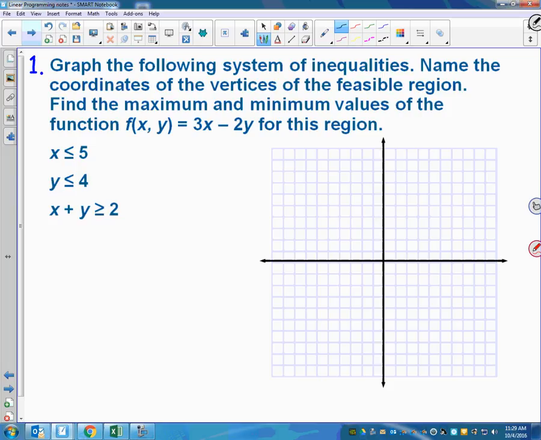So step 1 is let's just graph just like we did. And again, these vertical and horizontal lines are going to show up a lot, so you'll want to make sure you feel comfortable graphing them. So when x is less than or equal to 5, I'm going to go to 5 on my x-axis.